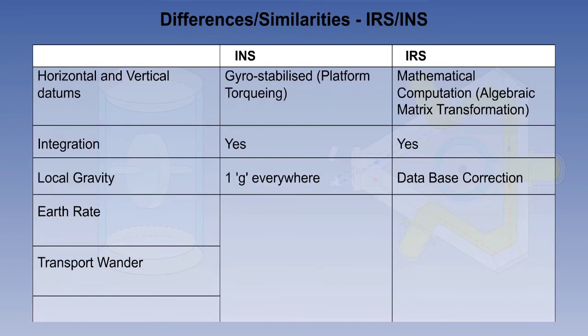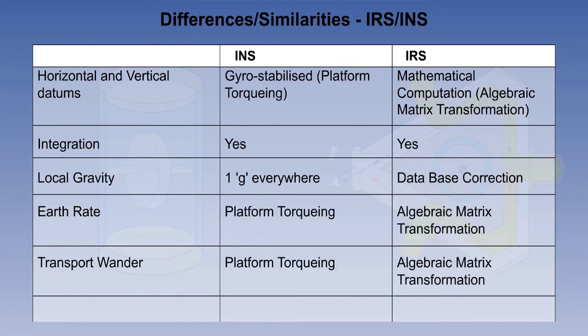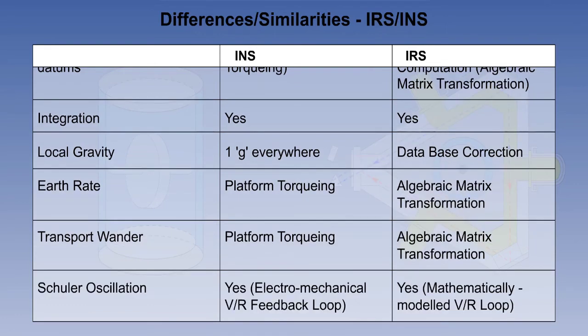In both INS and IRS, the gyros are fundamentally space gyros, and therefore corrections for Earth rate and transport wander have to be computed and applied. However, this is achieved by platform torquing in the INS and algebraic matrix transformation in the IRS. Schuler tuning is used in both systems, and therefore Schuler errors occur in both.